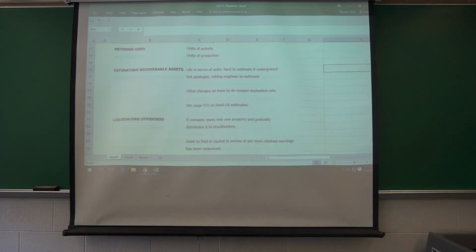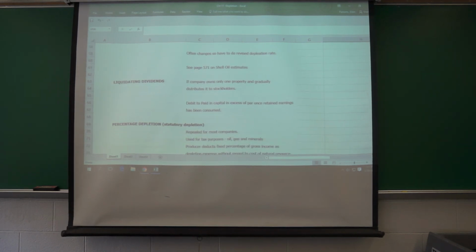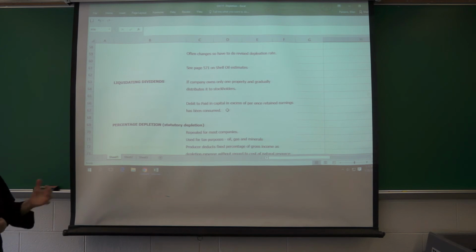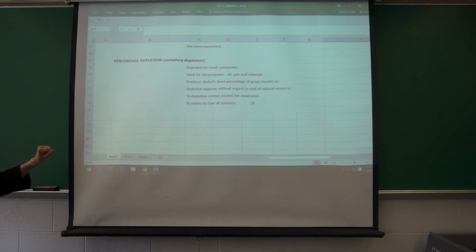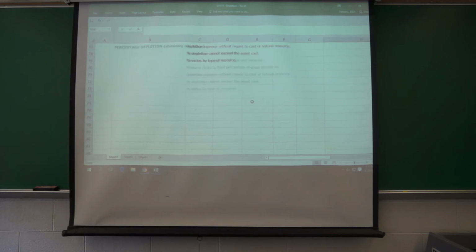Liquidating dividends. Okay, just read over the part on liquidating dividends. If a company owns one property and they gradually distribute it to the stockholders, that's called a liquidating dividend. Okay. So your percentage depletion, this is what's called statutory depletion. It's repealed for most companies, but it can be used for tax purposes for oil, gas, and minerals, and that's where you have a percentage. We really do not get into this at all, okay? But you should just be aware of it.